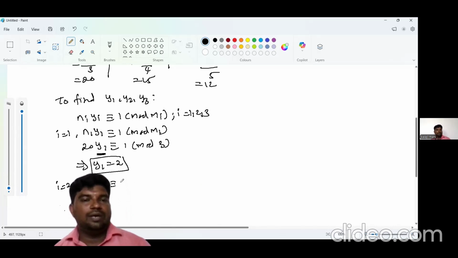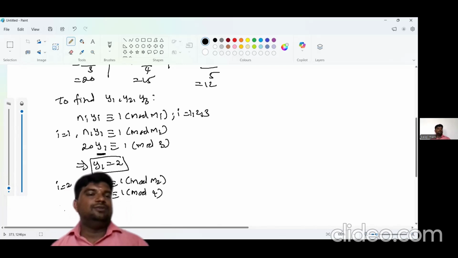N2 y2 congruent to 1 mod m2. Here n2 is 15 and m2 is 4. So we choose the y2 value, multiply it with 15, and divide the product by 4 to get the remainder. First we take 1. 15 ones are 15. 15 divided by 4, 3 fours are 12, the remainder is 3. But we need remainder 1.